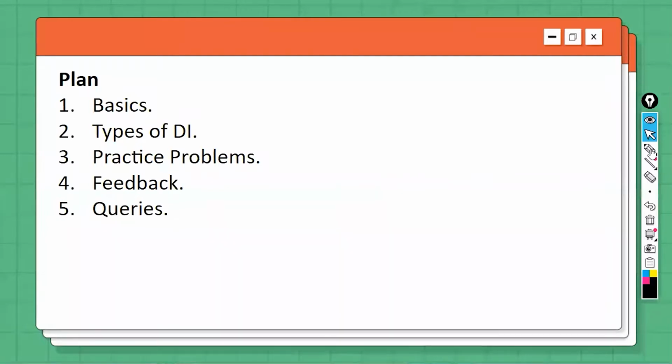So this is the walkthrough of today's session. In the first part of the class, I'll teach you the basics of data interpretation.